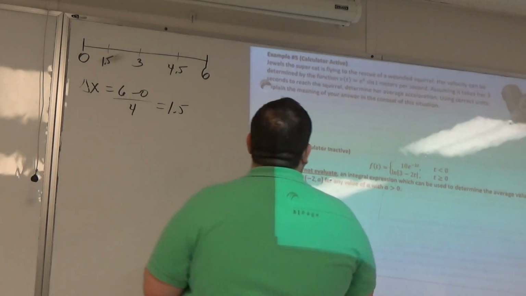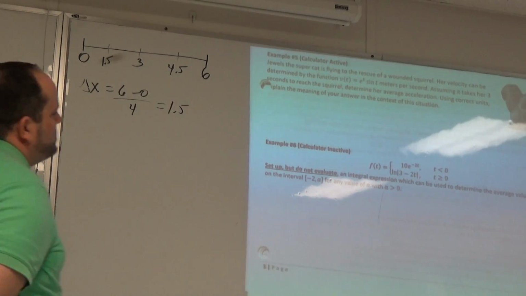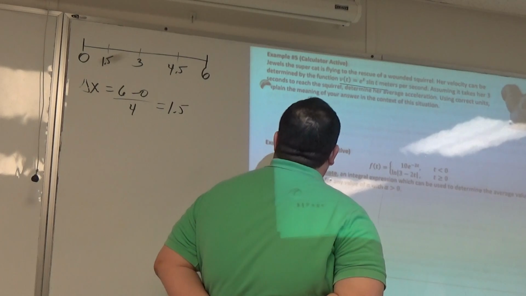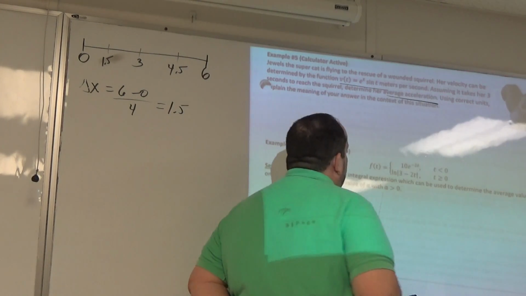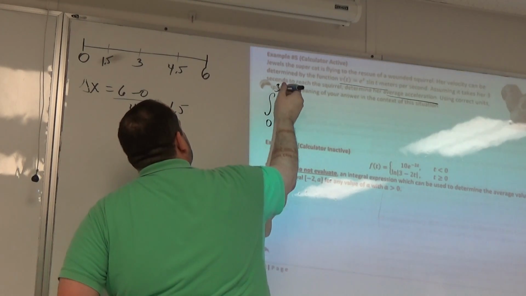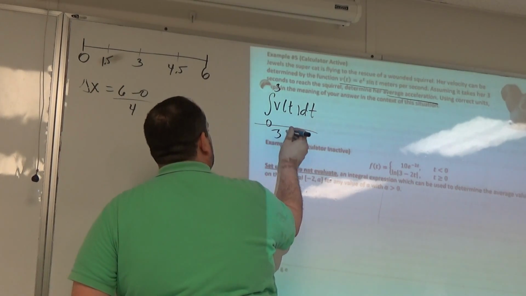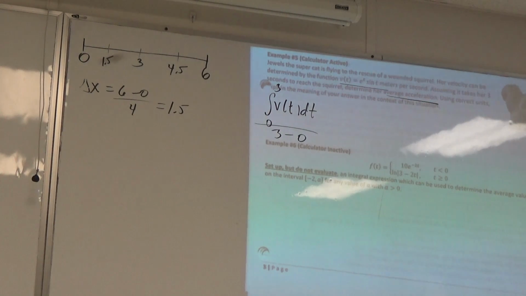All right, Jules' super cat is flying to the rescue of a wounded squirrel. Her velocity can be determined by the function v of t equals e to the t sine t meters per second. Assuming it takes her 3 seconds to reach the squirrel, determine the average acceleration. Using correct units, explain the meaning of your answer. I saw on at least 7 different papers that setup. And it's wrong.